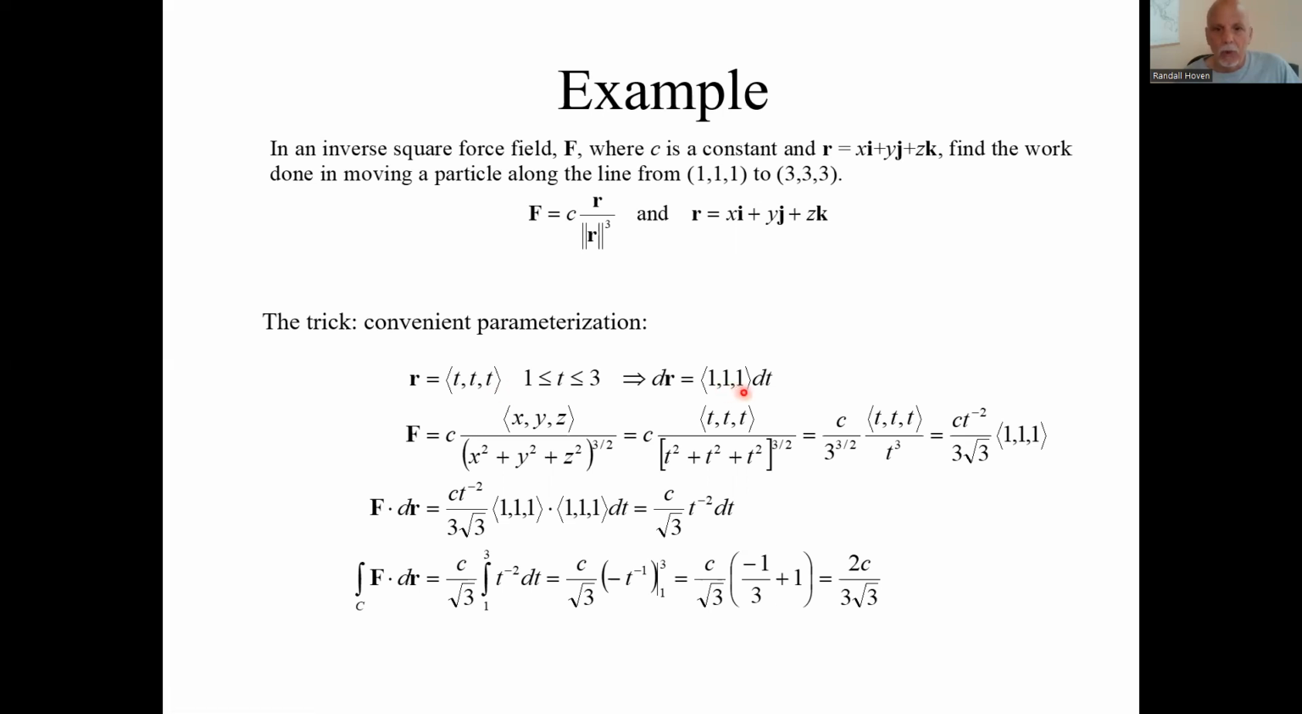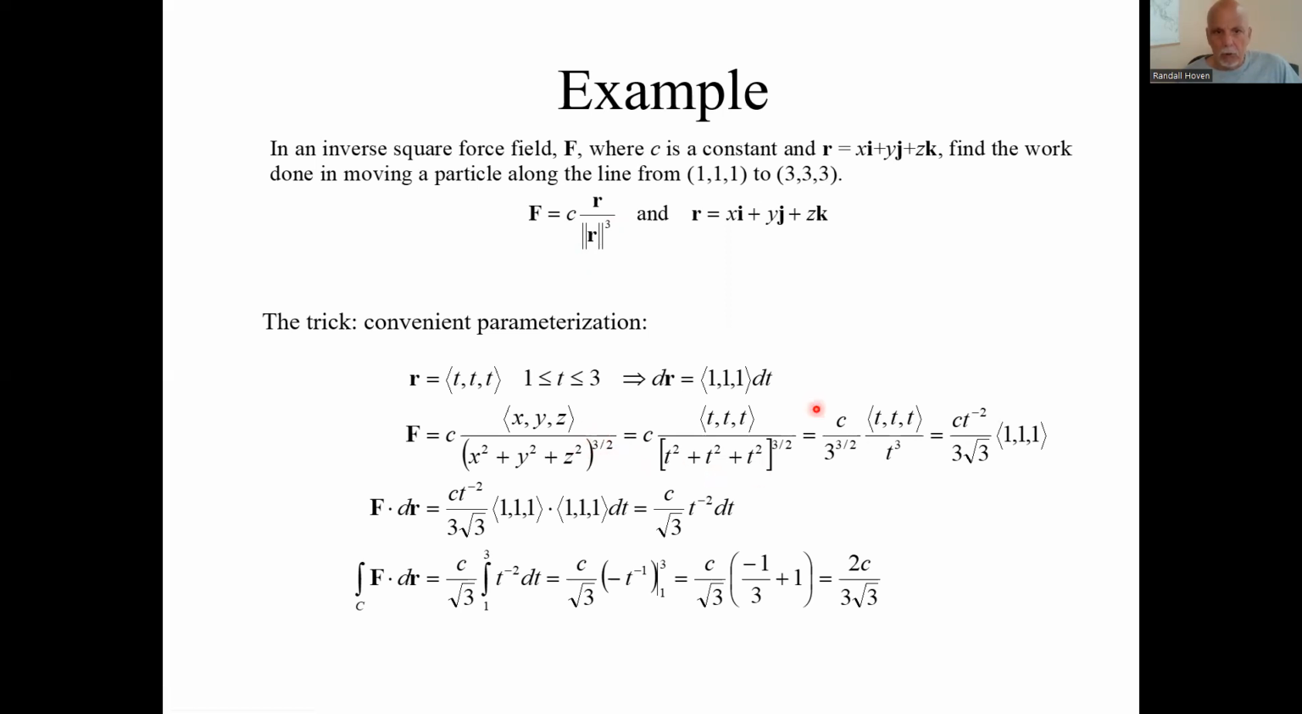The dr is 1, 1, 1. Now make all these substitutions. All of X, Y, and Z are all T. X, Y, Z becomes T, T, T. This guy becomes that. By the way, the magnitude of a vector is the RSS, the Pythagorean theorem, root sum squared. It's going to be x squared plus y squared plus z squared, the square root of that. Raising that to 3 means to the 3/2 power. That's how we got that.